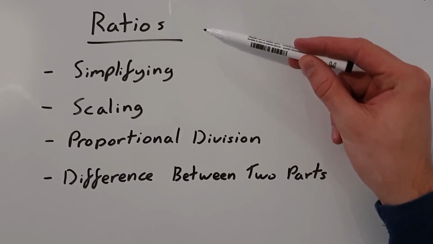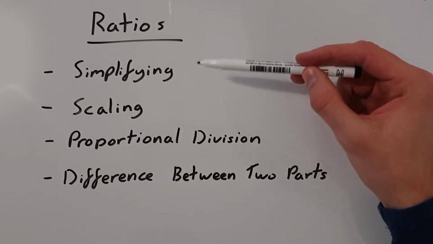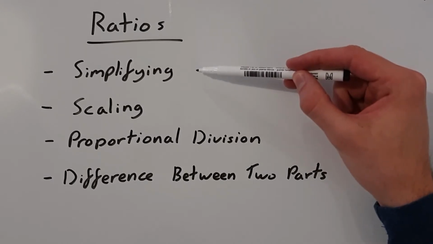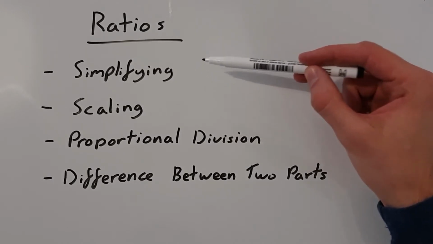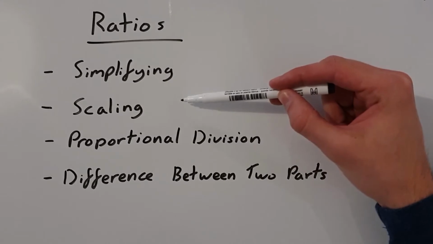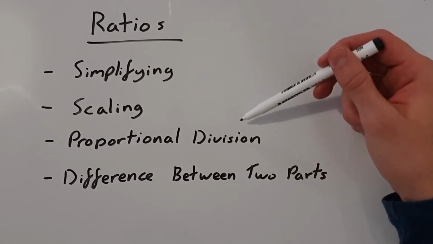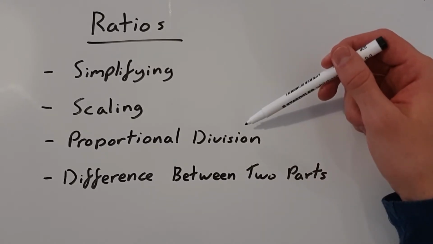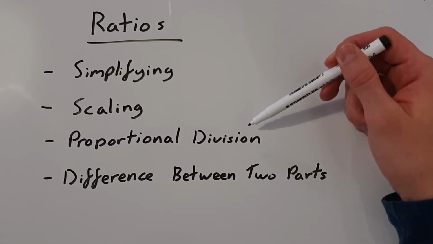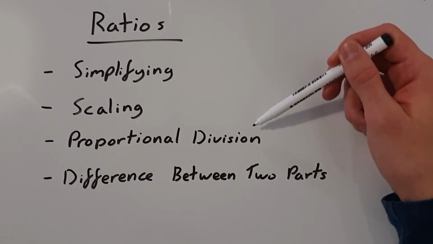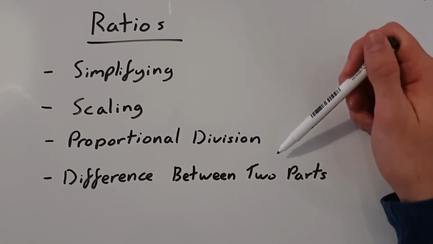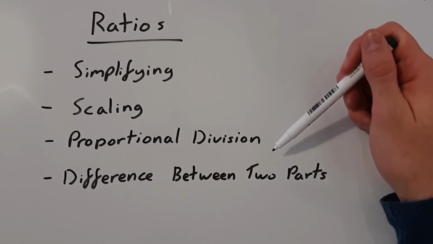We're going to be going over what a ratio is, and I'm going to be showing you how you can simplify ratios, and I'll show you how that's just like fractions. We're going to be going over some scaling. So this is where if you have one actual size of one part of the ratio, you can find out what the other actual size is. We'll be going over proportional division. This is where you have the total amount, the actual total amount, and you can work out what the actual amount is of each part of the ratio. Then we'll also be covering the difference between two parts. This is where you can find out what the actual difference is between two parts of your ratio.